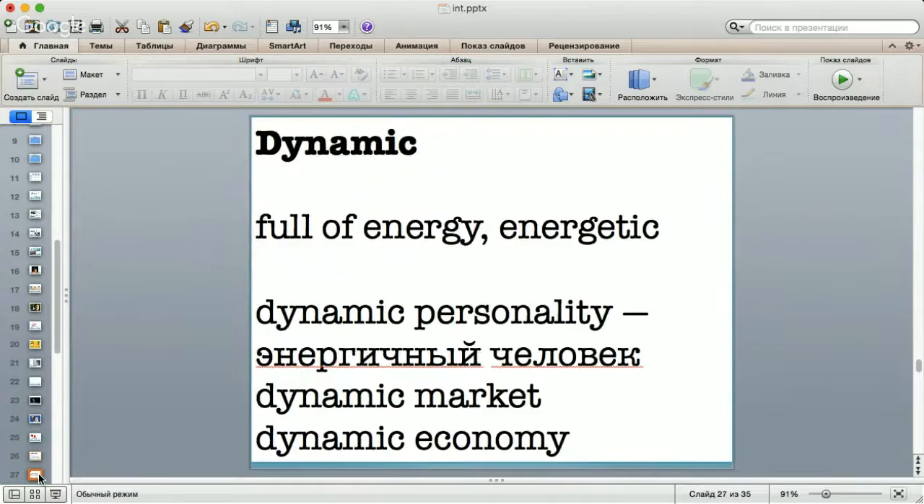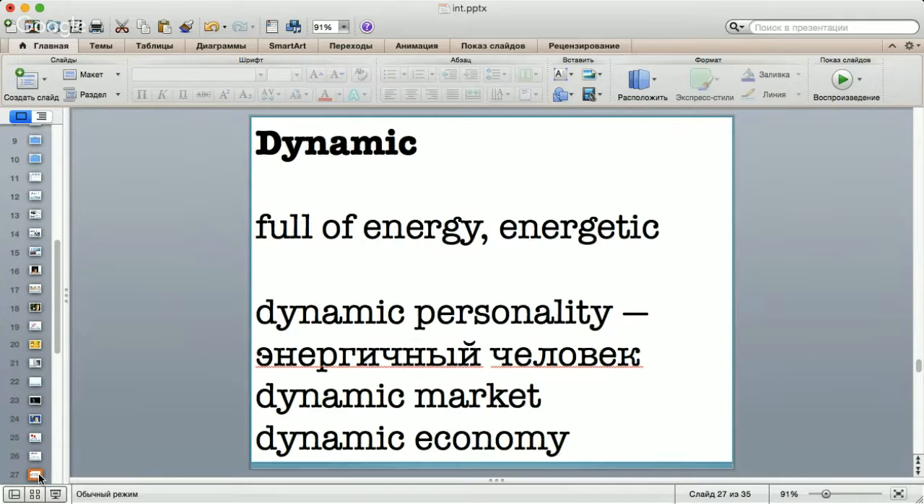And the next one is dynamic. Dynamic, quite an international word. You can come across it almost in all the languages and of course in the Russian language. So dynamic is the one who is full of energy, who is very, very energetic, who cannot sit still in one place almost even for a minute. So a dynamic person is a person who always wants to be in motion.